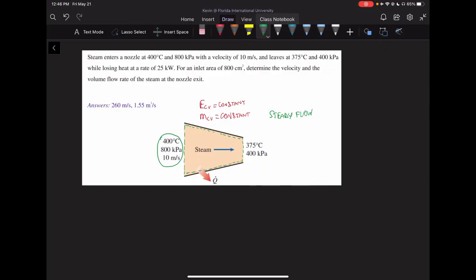Now, the other thing we know is that it says it's losing heat at a rate of 25 kilowatts. So this Q dot right here is actually showing our heat loss per second. So we're losing heat at 25 kilowatts. And we'll look at what that means when we look at the first law.